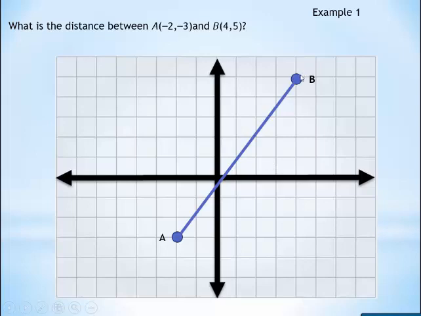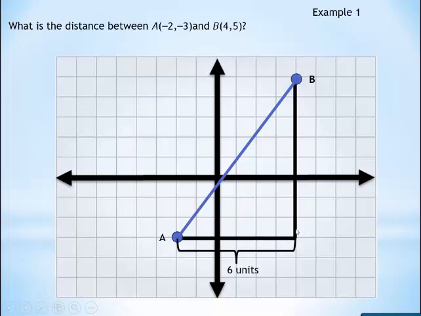So I want to find the distance between these 2 points. What I have to do is create a right triangle. This and this gives me a right triangle. Now I can count these spaces here. 1, 2, 3, 4, 5, 6. And I can count these spaces here. 1, 2, 3, 4, 5, 6, 7, 8.